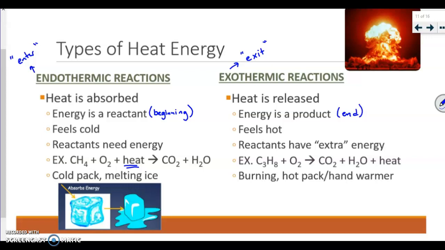And you can see here in this example that the heat is over here on the product side at the end. And some good examples of exothermic reactions are burning and hot packs or hand warmers.